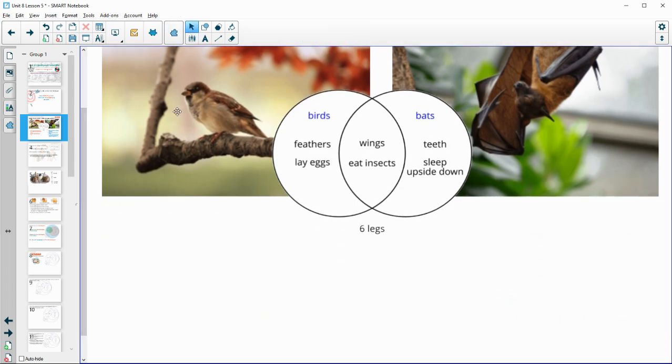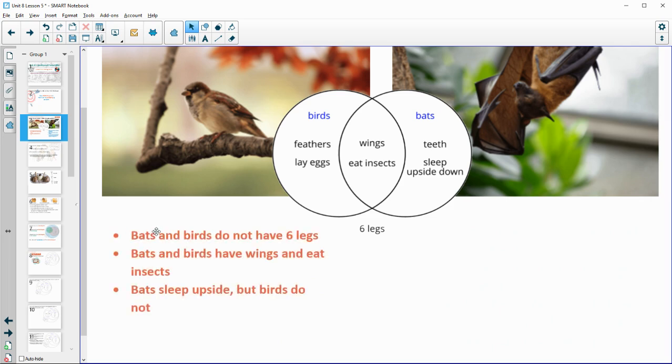Certainly you could have noticed and wondered many different things. This is just a few. So maybe you noticed that the bats and birds don't have 6 legs. Maybe you noticed that both bats and birds have wings and eat insects. Maybe you noticed that bats sleep upside down, but birds don't.